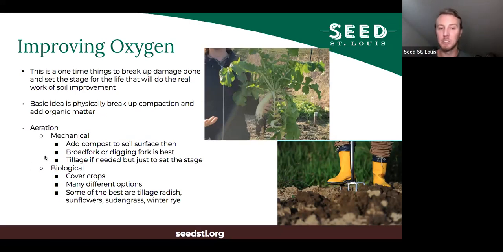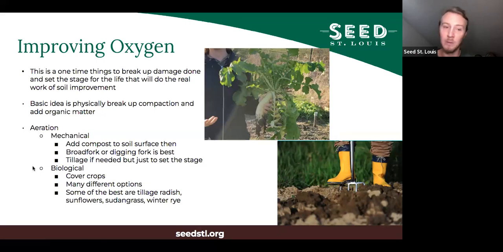Or you can use tillage if needed. But generally speaking, if you're going to do this, you're going to want to till and then immediately do these other things, which we'll talk about at the very end, where I'll give you a formula of what to do. But there are also biological ways to break up compaction and improve the oxygen in your soil.